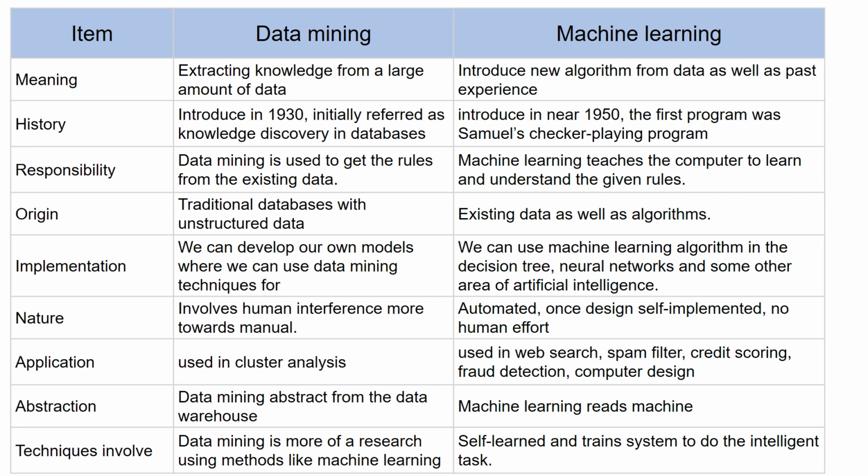Data mining is all about extracting knowledge from large amounts of data. Machine learning is introducing new algorithms from data as well as past experience. Now let me take another example. Nature: data mining involves human interference, more towards manual, whereas machine learning is more automated, and once the design is self-implemented, no human effort is required. Application of data mining is primarily used in cluster analysis, whereas machine learning is used for a lot of things including credit scoring, fraud detection, designing computers, spam filtering, etc., etc.